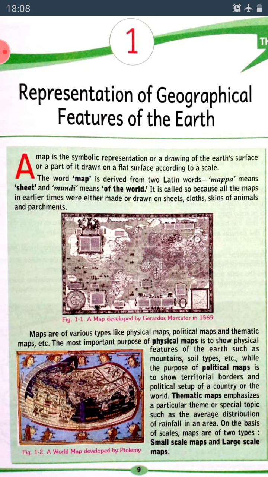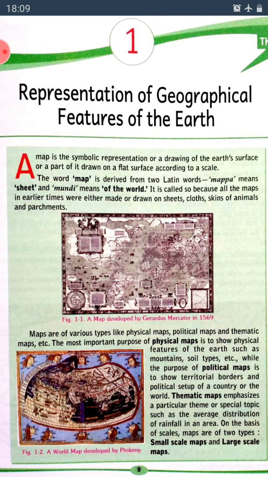In this lesson you have learned about the maps, globes and different types of maps, scale, and about the topographical maps. So first of all, the introduction of a map. You have read about the definition, meaning of a map. So first of all, what is a map? A map is a diagrammatic representation of the whole earth or a part of it on a flat surface.